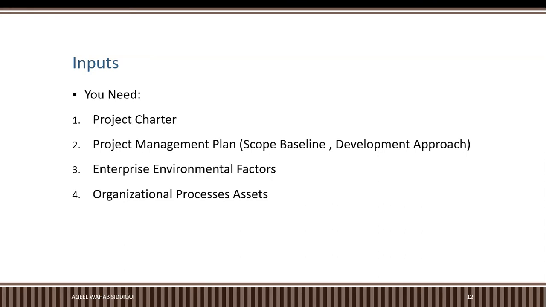Next thing is you need the project management plan, and in the project management plan you need the scope baseline. What is a scope baseline? A scope baseline contains three documents. Number one, the project scope statement. It contains the work breakdown structure. It contains the work breakdown structure dictionary. These are very important documents, because you are going to decompose your work packages into more manageable, smaller components. And these documents are contained in a project management plan.